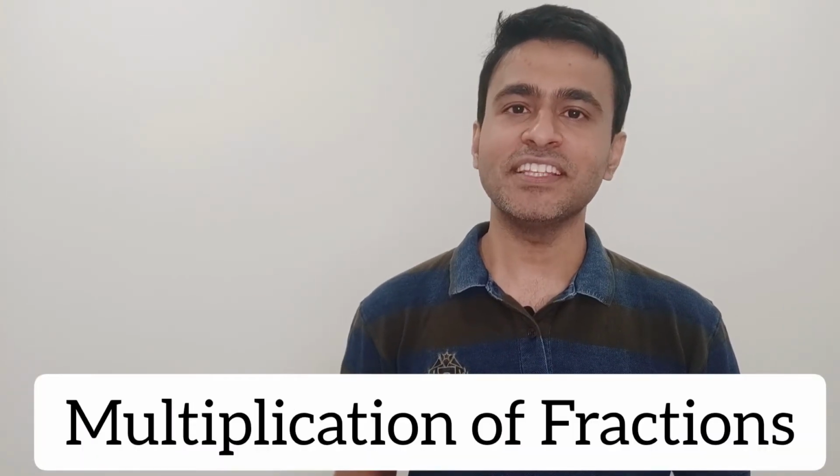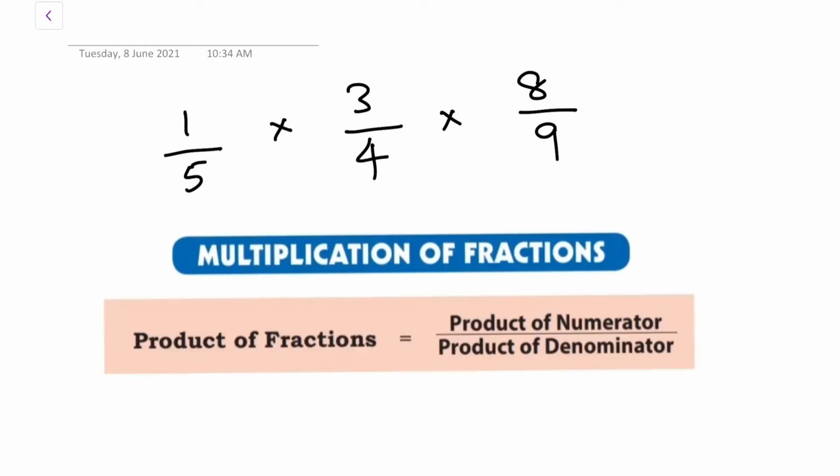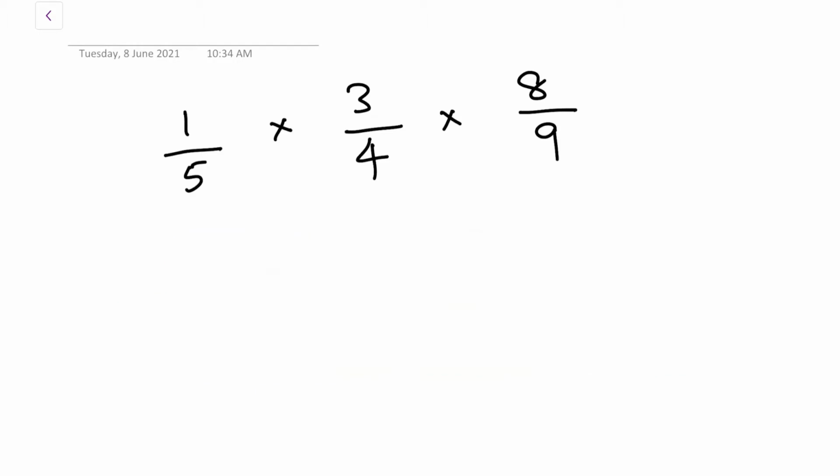So let's start with multiplication of fractions. Let's take an example to understand multiplication of fractions: 1 by 5 into 3 by 4 into 8 by 9. When you have to take the product of fractions, this is the formula that we use. Product of fractions is equal to product of numerators divided by product of denominators. That's it. So let's apply that formula to this example.